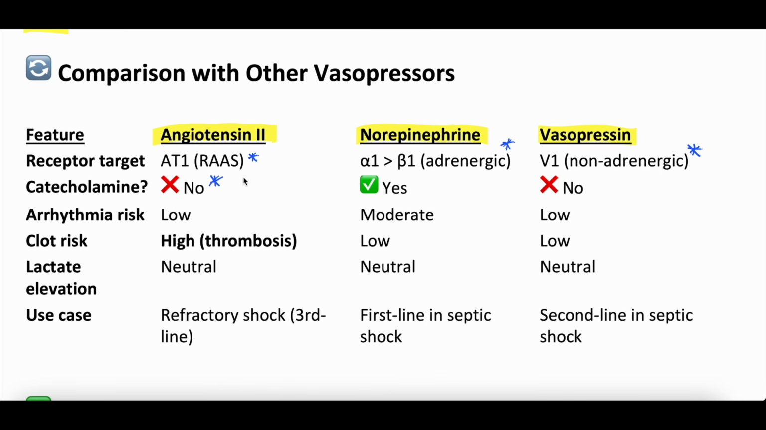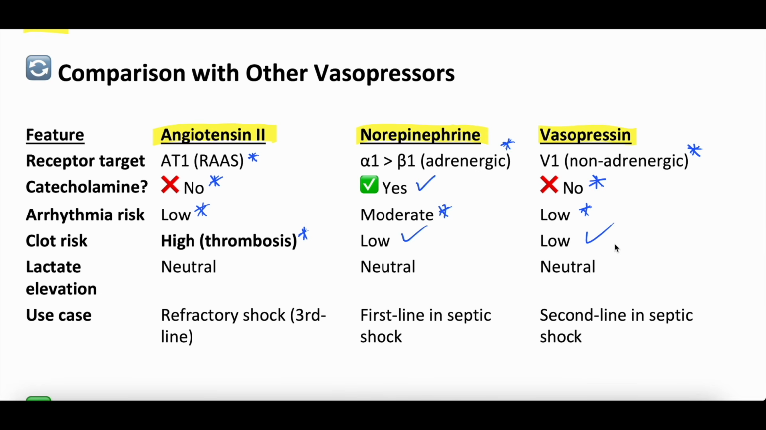Angiotensin II is not a catecholamine, vasopressin is not a catecholamine, whereas norepinephrine and epinephrine are catecholamines. The risk of angiotensin II causing arrhythmias is low. The arrhythmia risk for vasopressin is low. The arrhythmia risk for norepinephrine is moderate. Epinephrine is high, right? Because norepinephrine and epinephrine do have some beta-1 adrenergic effects on the heart that can increase our risk for arrhythmias. So the risk of thrombosis is high with angiotensin II, and it's low with norepinephrine and vasopressin. Those don't tend to increase risk for thrombosis.